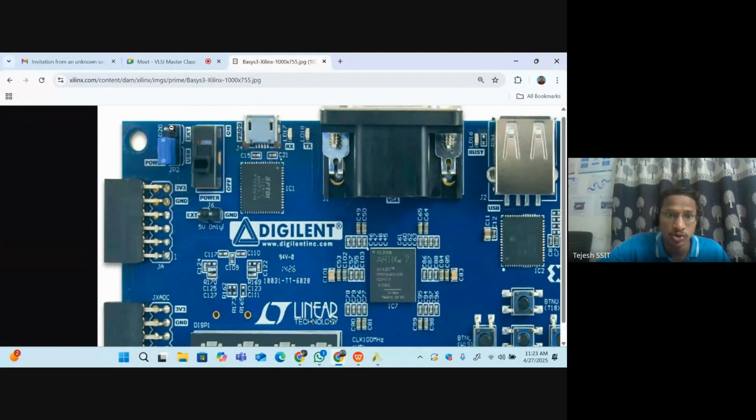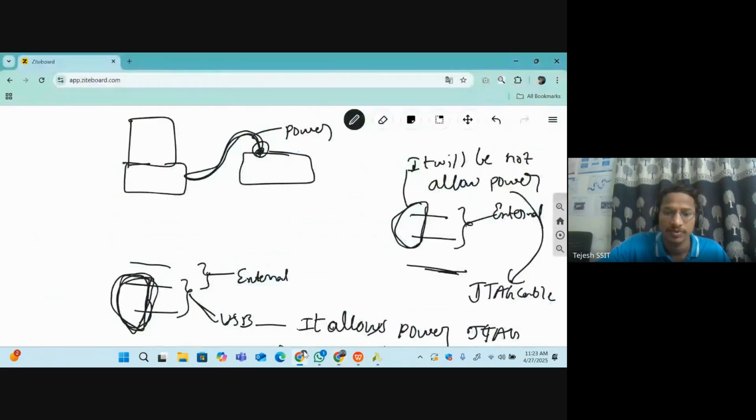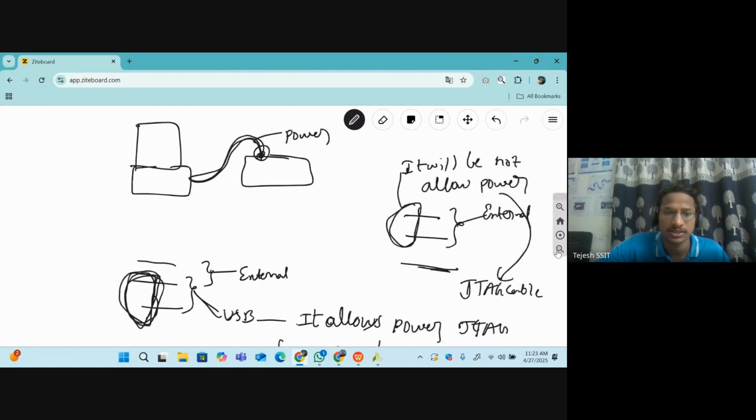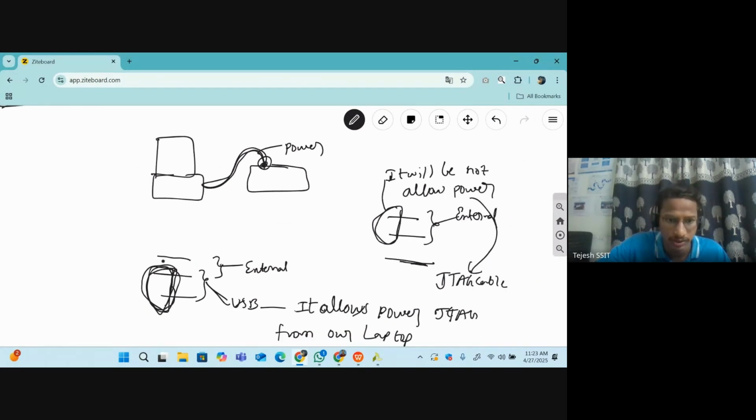Here you can select this external. It will allow the power from the external side. We can take 5 volts from the external battery. You can connect the battery to these wires, so it will be allowed like this. This is a very simple point. Here you can connect this jumper to the lower wires. You can select these two lower pins. It will allow the power from the JTAG cable. You can connect the upper two. It will allow the power from this external connection.